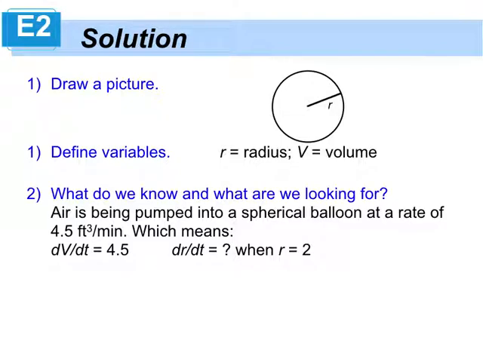Almost every related rates problem, when you do the what are you looking for thing, is going to take the form of something equals question mark when something else happens. And that something else could be a measurement like the radius in this case. It could be a time of day. It could be other conditions that tell you when the snapshot is happening. Okay? How are we doing so far? Okay, good. Step 3/4, general equation.